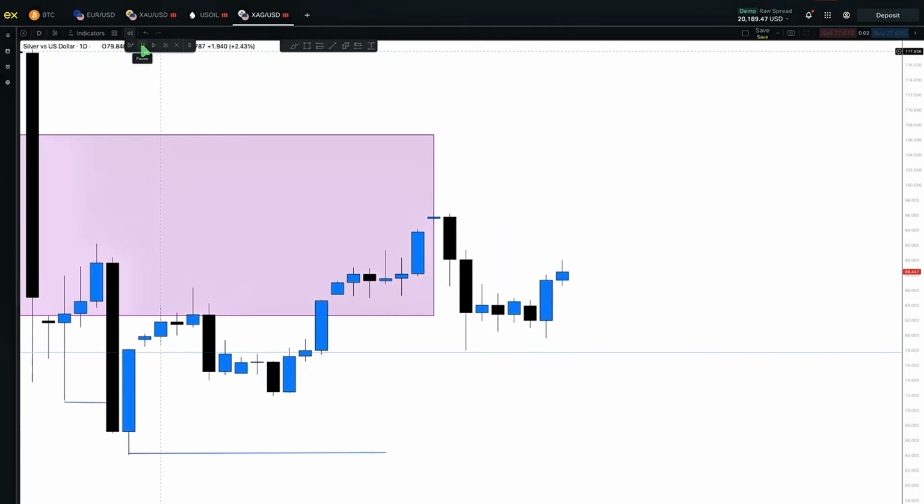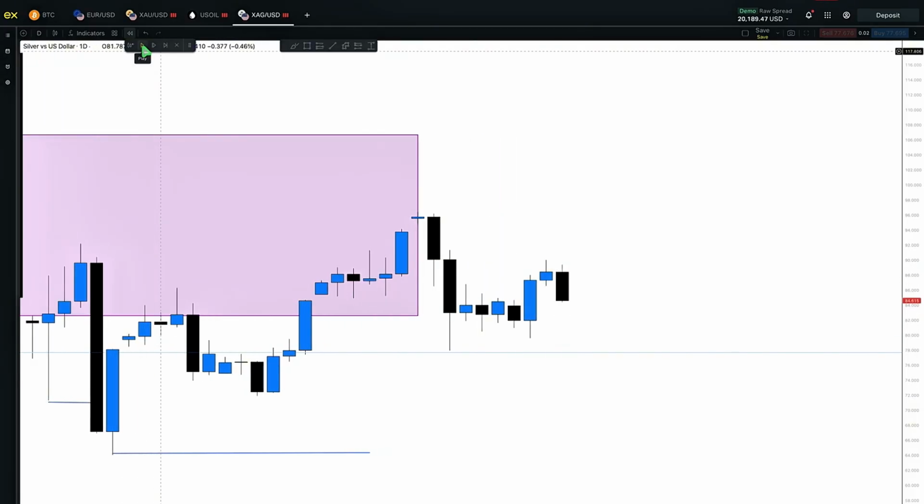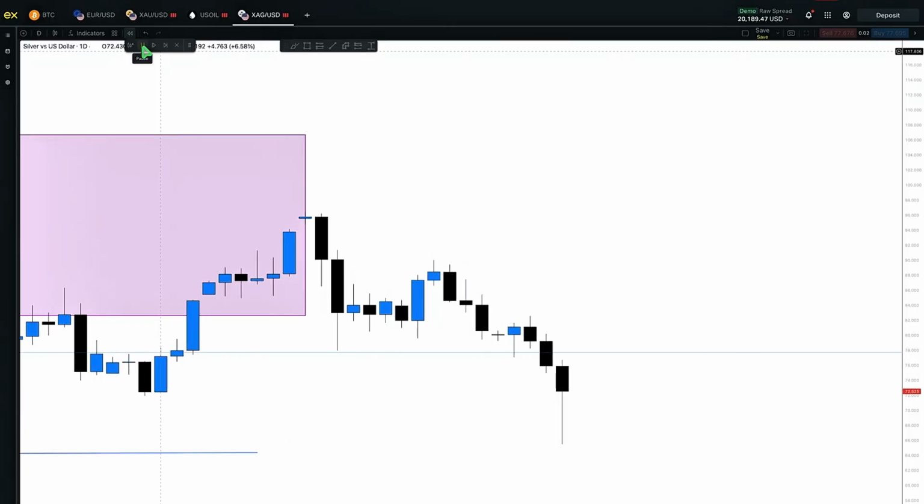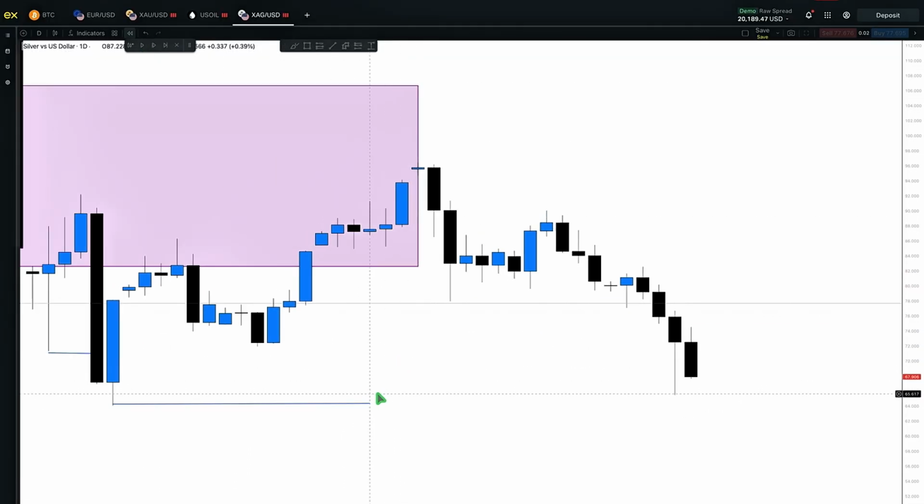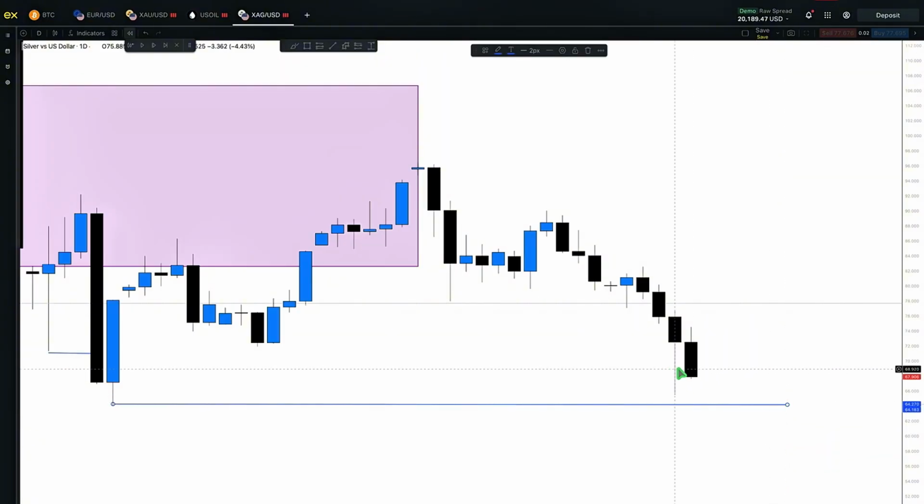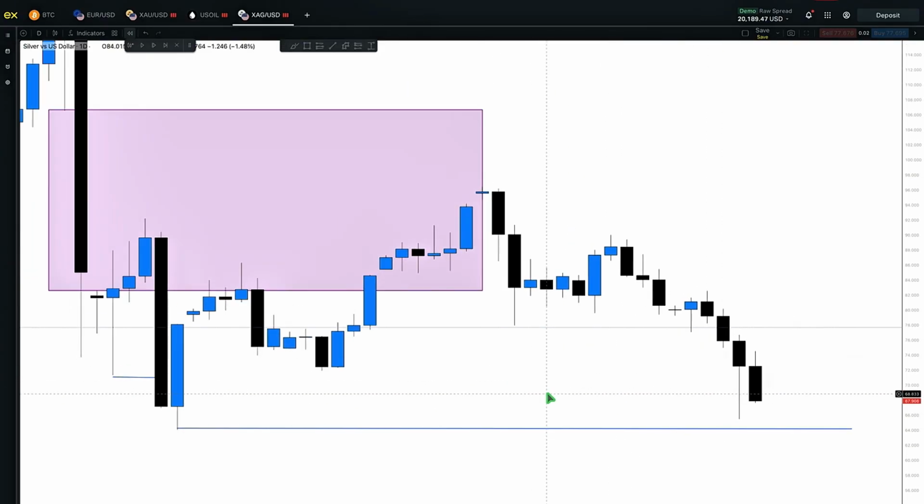If I forward it, you can see the price is still consolidating in this region, and now the price is going down. So let's see if price sweeps this low. If the price comes down and sweeps this low and then closes above this line, then we can look for longs. Okay, we can look for buys.